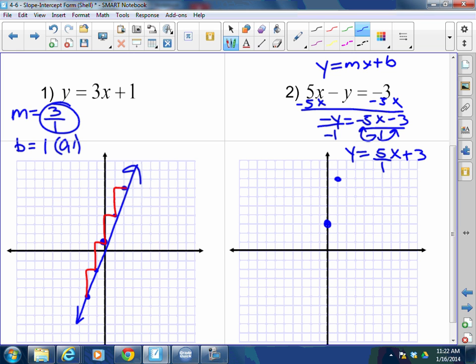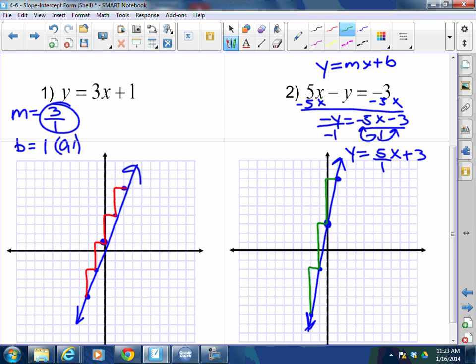I can't go any further forward, so let's go backwards. Down 1, 2, 3, 4, 5 over 1. Straight line. You don't have to do this at home, but just so you know, since I'm teaching, make sure you understand the slope is the same. Up 5 over 1, up 5 over 1, up 5 over 1.